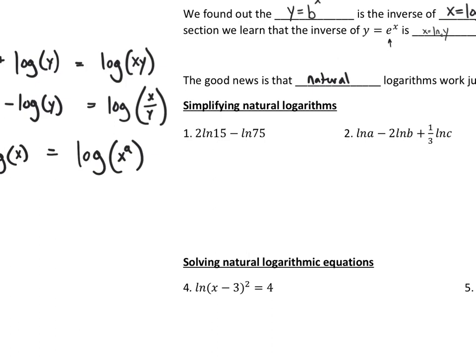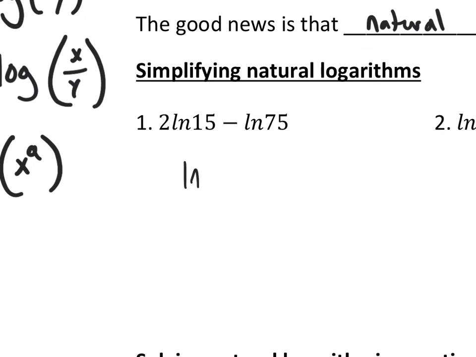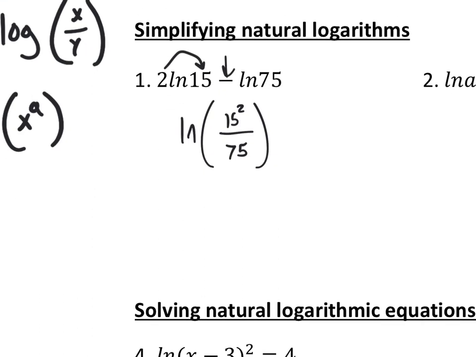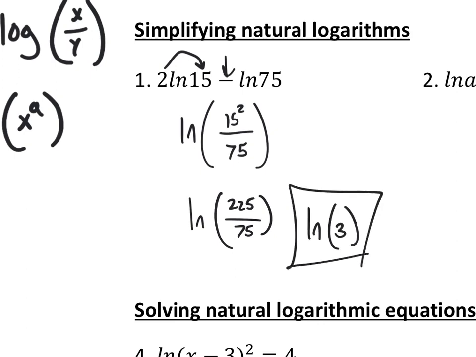So let's simplify some natural logarithms. First thing I want to recognize is that due to this subtraction sign, I'm going to have one natural logarithm with division. The 15 is going to go on top, and I can also carry over this squared to be right there. And so we get natural log of 15 squared over 75. And we can then simplify the inside part as well if we want. 15 squared is 225. 225 over 75 gives us 3. So this ends up being the natural log of 3.